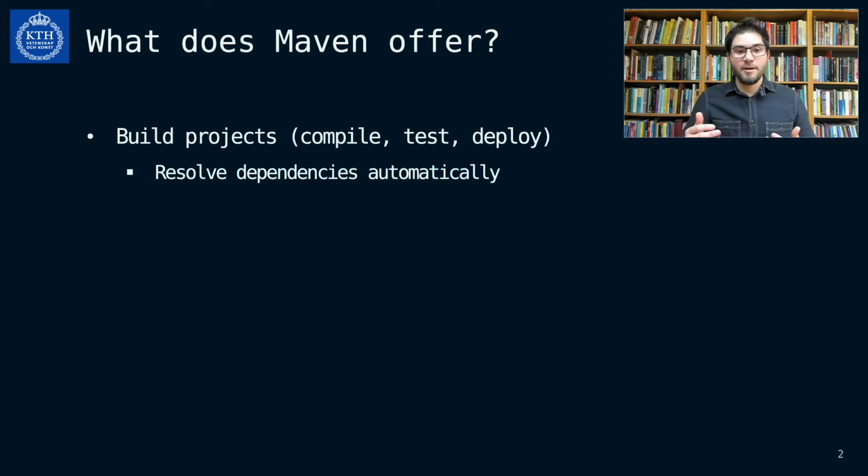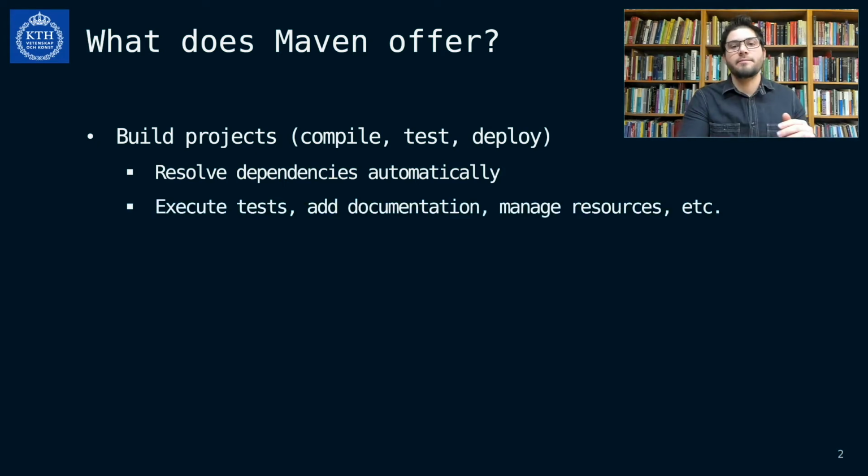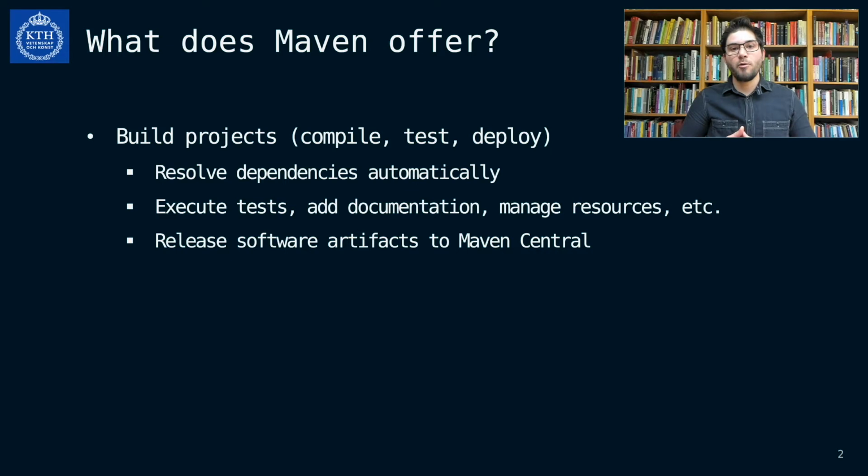The first step to build a Maven project is to resolve all the dependencies of the project. This process consists of downloading all the dependencies necessary to build the project and put them into a local repository. Once all the dependencies are downloaded to the local repository, Maven can execute the tests, add documentation, manage resources, and release the software artifact to Maven Central, which is the most popular repository managed for Maven artifacts.